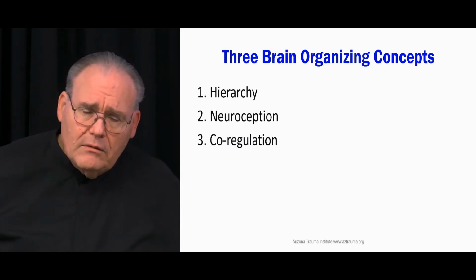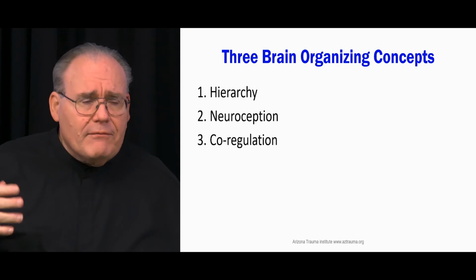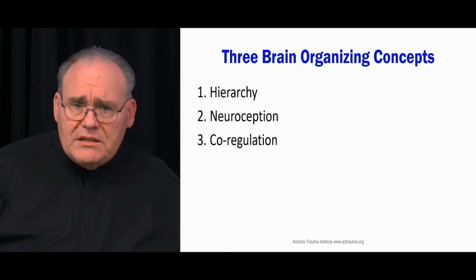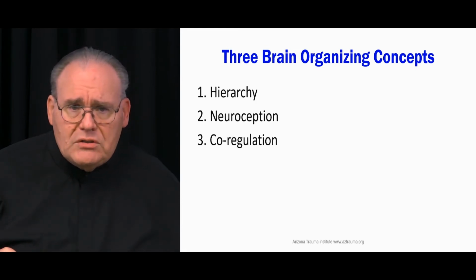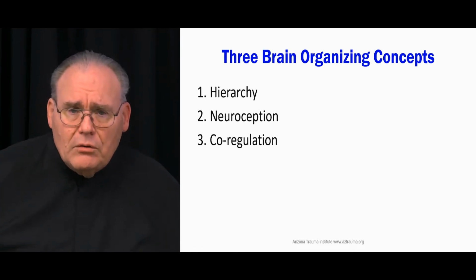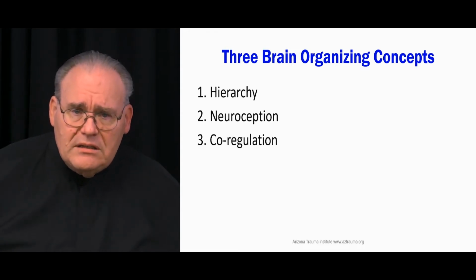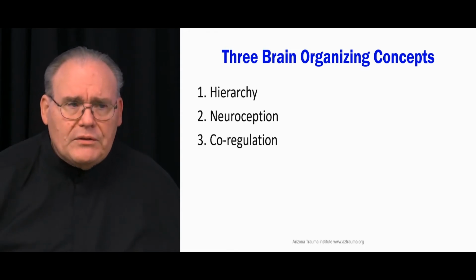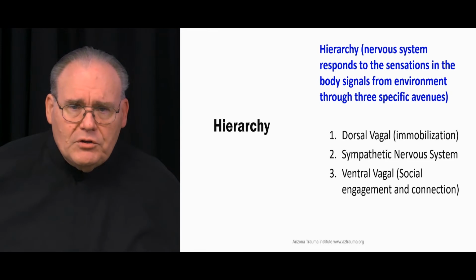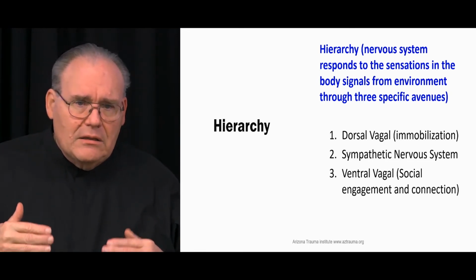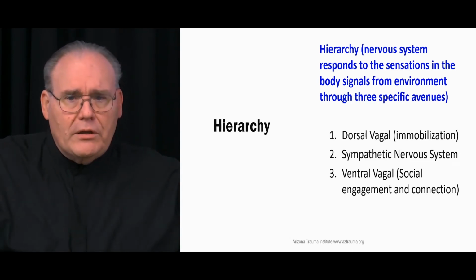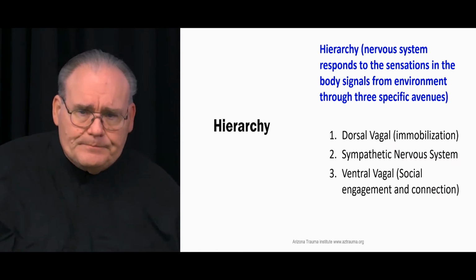So the brain is organized around several concepts. Hierarchy, there's a hierarchy to how it works. A lot of what it's perceiving is perceived at a non-conscious, what we call a neuroceptive, in other words, molecular or cellular awareness of what's going on, and that it's going to seek co-regulation. Let's walk through each of these a little bit and see if I can explain them in a simple way for us. So the hierarchy, the nervous system responds to sensations in the body that come from the environment and the body's perception of what's going on in that environment and what it means.